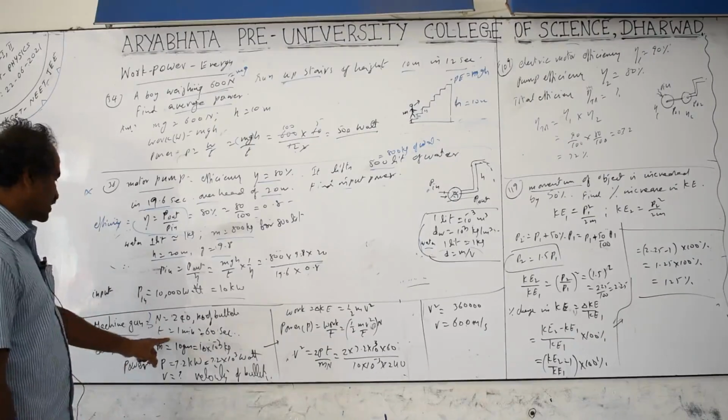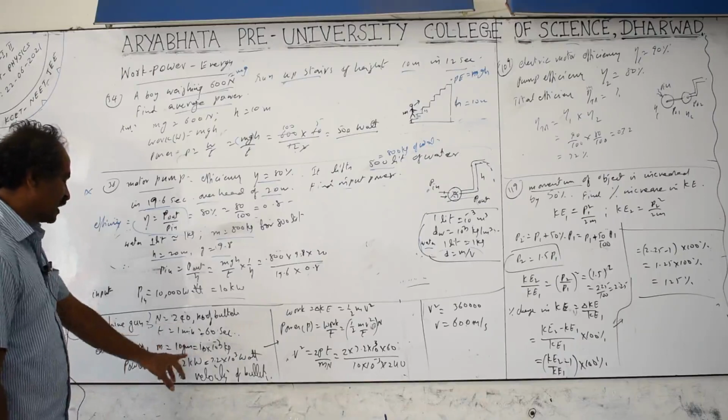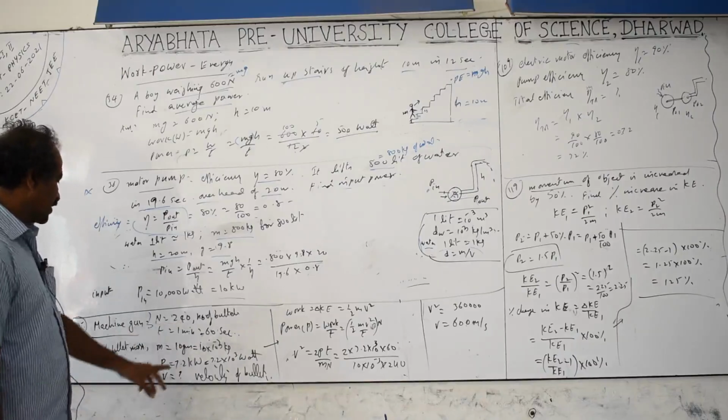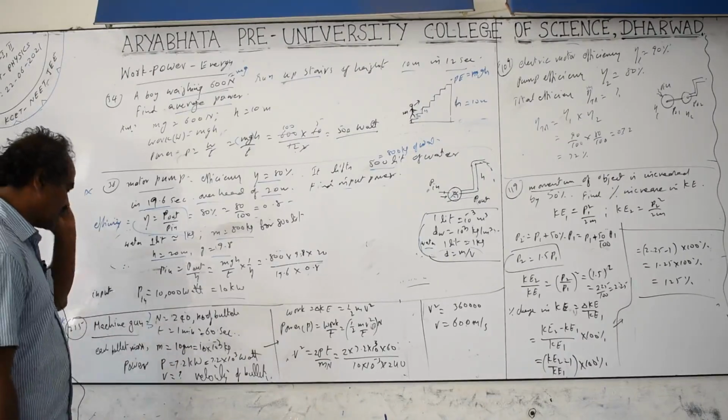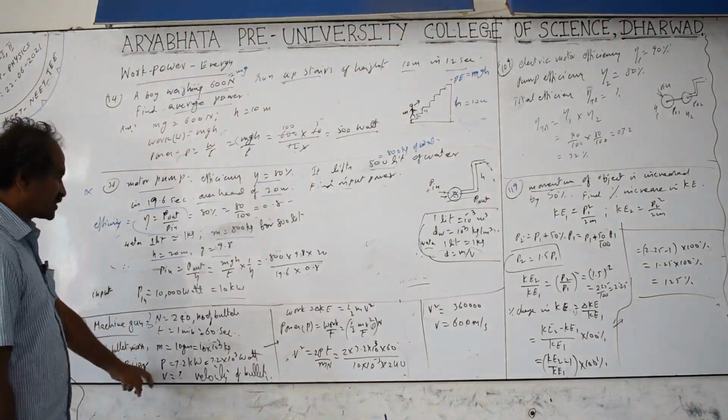60 seconds, 1 minute is 60 seconds, number of bullets is 240. Each bullet mass is 10 grams, means 1 gram is 10 to the power minus 3 kg, so 10 into 10 to the power minus 3 kg. Power of the gun is given as 7.2 kilowatt, 7.2 into 10 to the power of 3 watts. What is the velocity of the bullet?